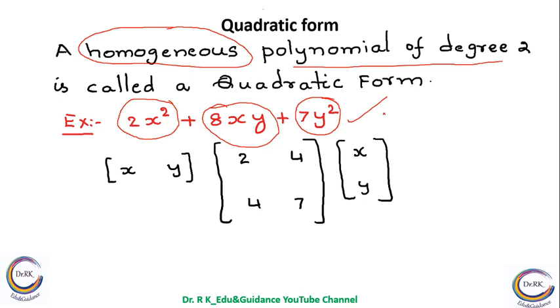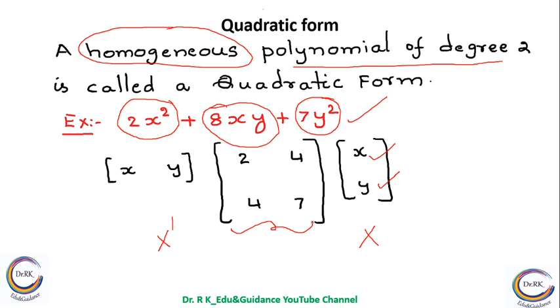Next, how do we represent the quadratic form in terms of matrices? As discussed, it contains two variables x and y. This is a column vector consisting of all the variables, x and y, and here it's a transpose. There is a column vector, and here it is a row vector. That's why we write this as x transpose, generally denoting the matrix by A. And this is the coefficient matrix.